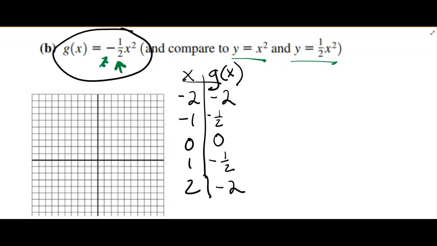Okay, let's see what the graph looks like. -2, -2, -1, -1/2, so it's about there. 0, 0, 1, -1/2, and 2, -2. Well, I'll do it in green.